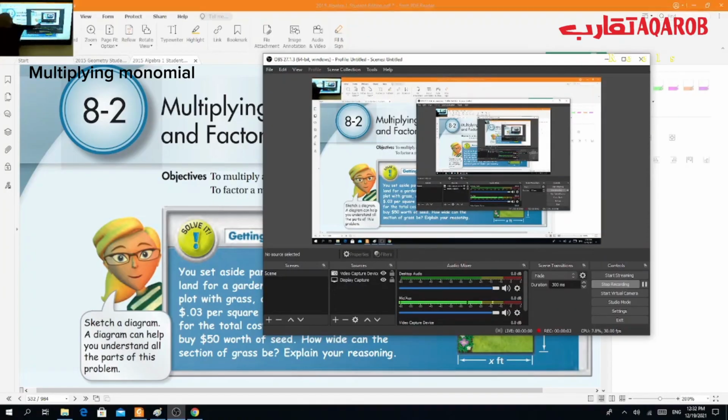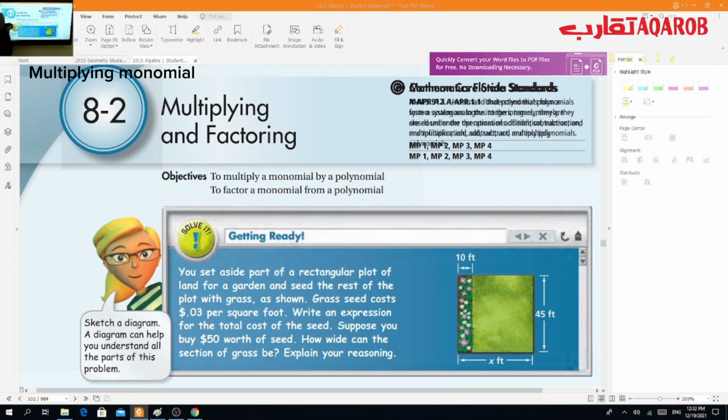Today, inshallah, we will take lesson 2 from this chapter, which is multiplying and factoring polynomials. At the end of this lesson, you will be able to multiply a monomial by a polynomial and to factor a monomial from a polynomial. I want you first to understand the meaning of factoring.